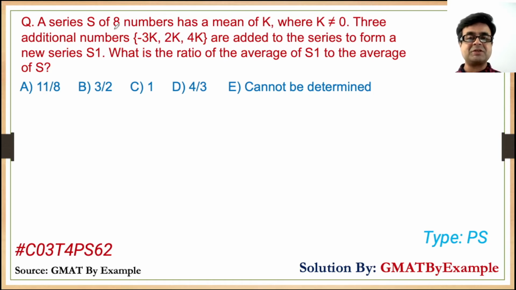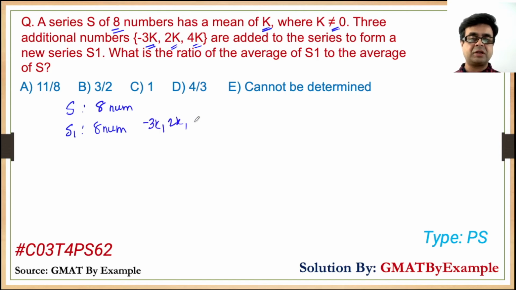So we are given a series of 8 numbers and the mean is given to be k. It is a good thing that we are given that k is not equal to 0, because 0 creates some complications. And we are also given that we are creating a new series out of the original series, and those numbers are minus 3k, 2k, and 4k. So we have two series. Series S has 8 numbers and series S1 has 8 numbers and some additional numbers which are minus 3k, 2k, and 4k. We are asked to find the ratio of the average of S1 to S.